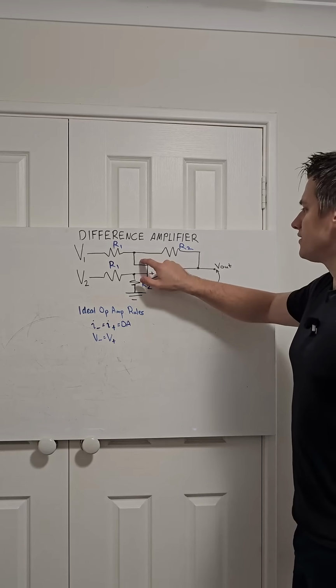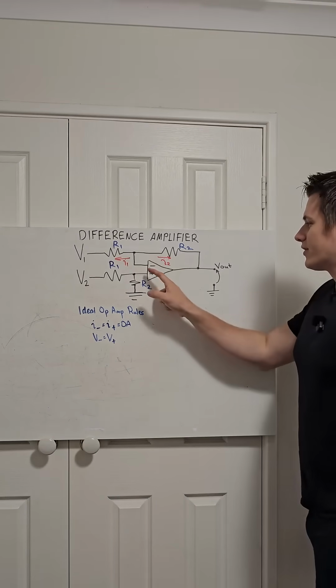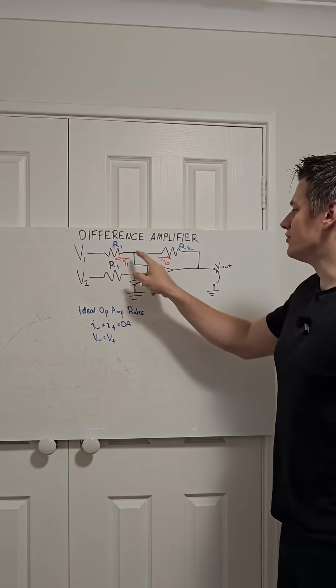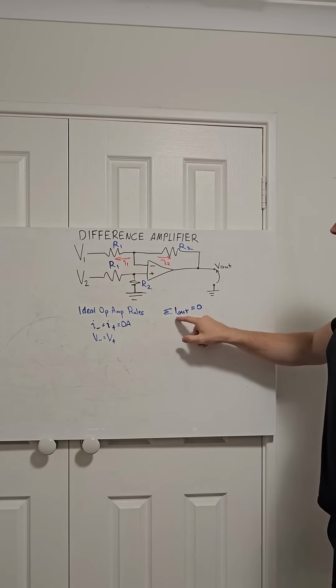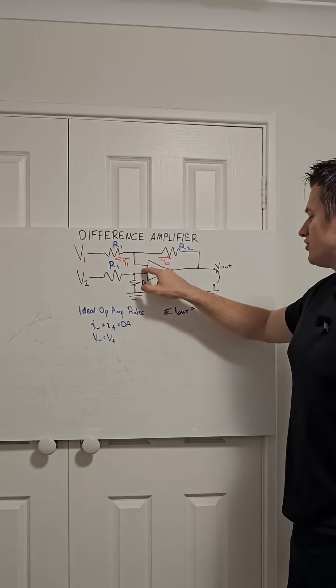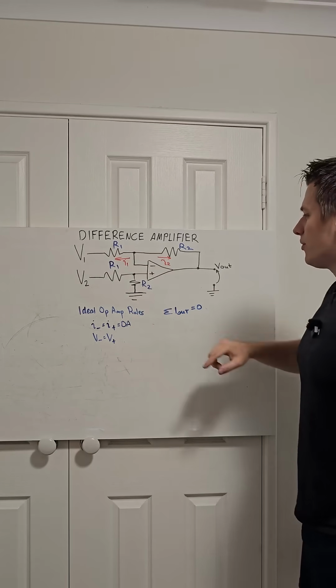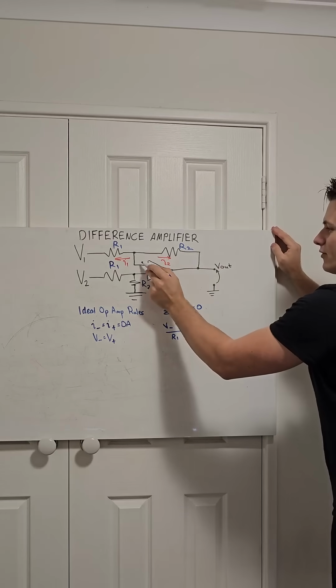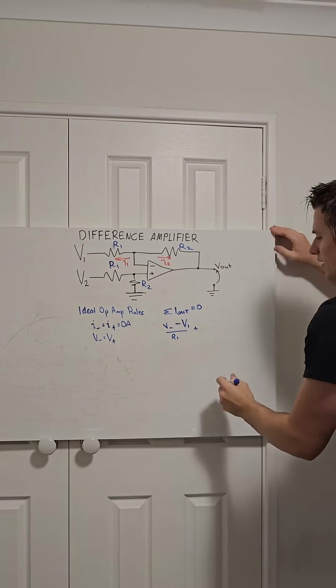Let's do a KCL analysis around this inverting input. Since no current flows into the inverting input, we've only got two paths where current can flow. KCL tells us that the sum of current out of a node is equal to 0 amps. So the current across this resistor, I1, is the voltage at the inverting input minus V1 divided by R1, and current I2 is equal to the voltage here minus voltage out divided by R2, and that's equal to 0.